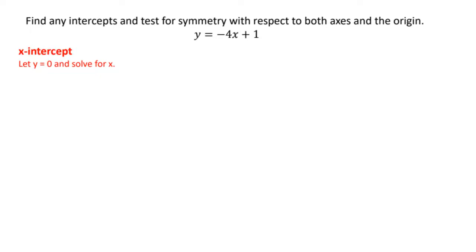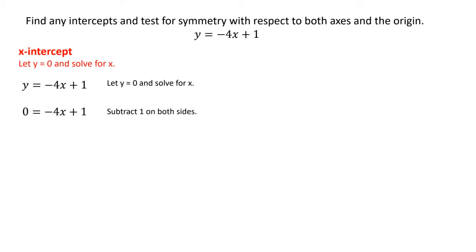Let's find our x-intercepts. And again, to find our x-intercept, we're going to let y equal 0, and we're going to solve for x. So let's go ahead and substitute y for 0. So we have 0 is equal to negative 4x plus 1. And let's go ahead and solve for x. So the first thing I'll do is I'll subtract 1 on both sides. And this is going to give me 0 minus 1 is negative 1. 1 minus 1 is 0, so we're left with just a minus 4x on the right side.